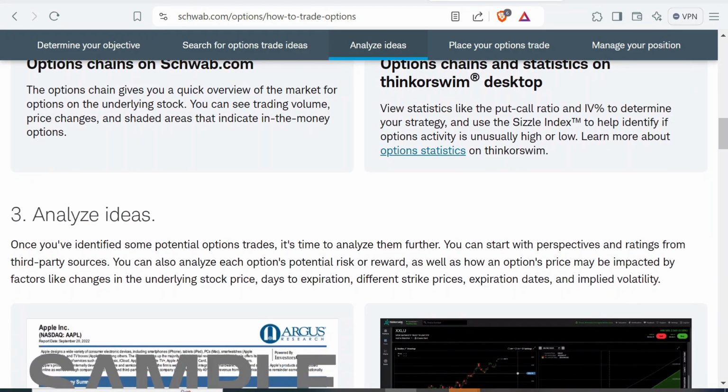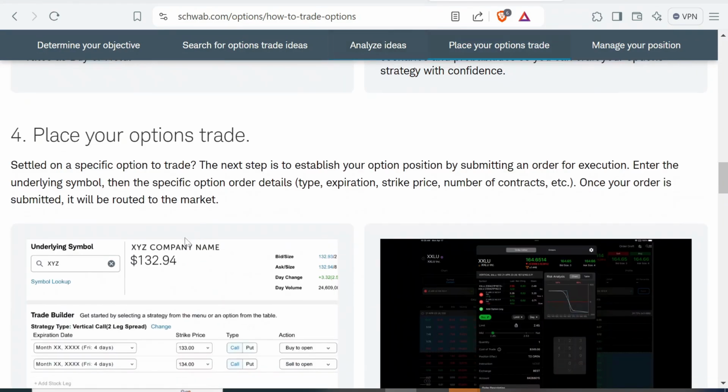After that, you're going to analyze ideas. Once you've identified some potential option trades, it's time to analyze them further. You can start with perspectives and ratings from third-party sources. You can also analyze each option's potential risks or rewards, as well as how the option price may be impacted by factors like changes in the underlying stock price, days to expiration, different strike prices, expiration dates, etc.